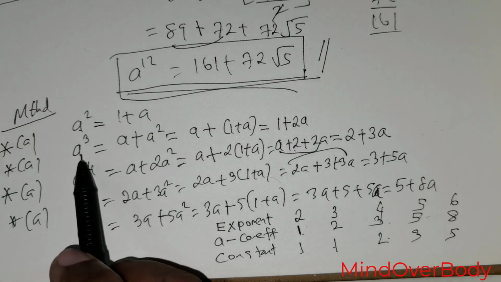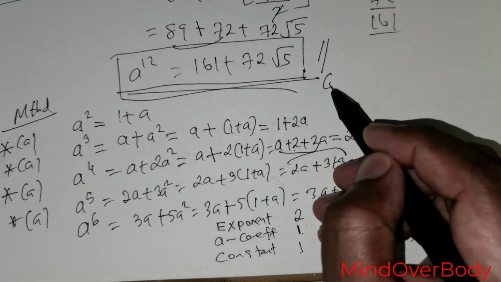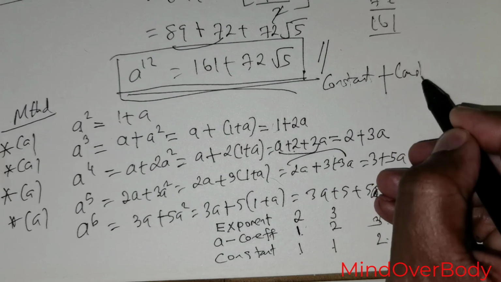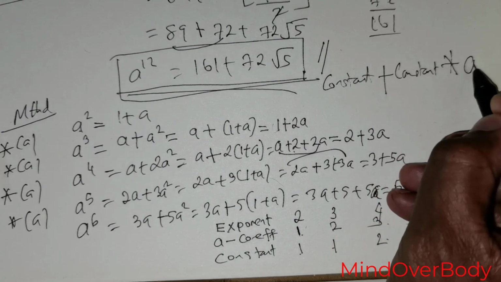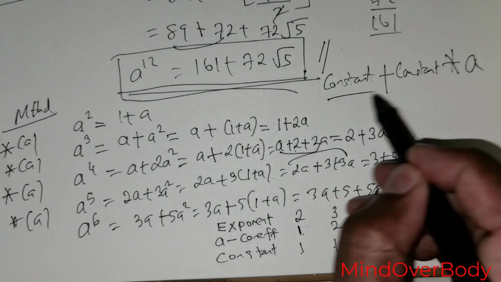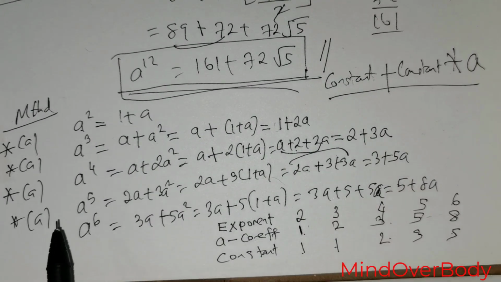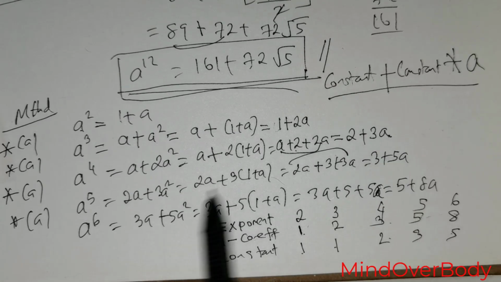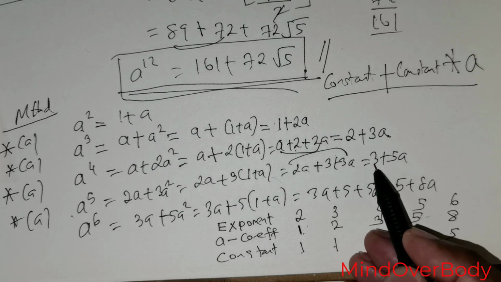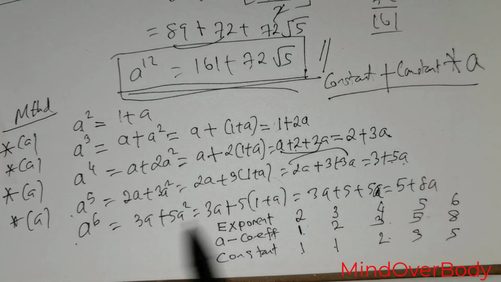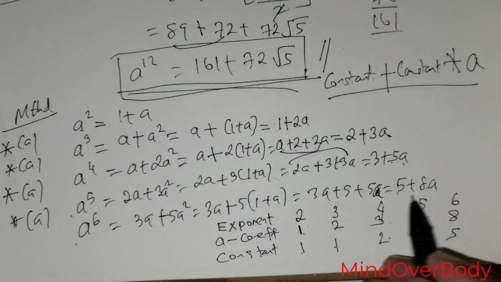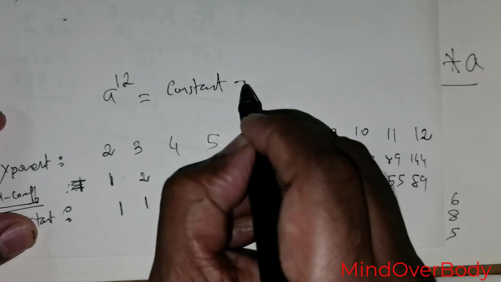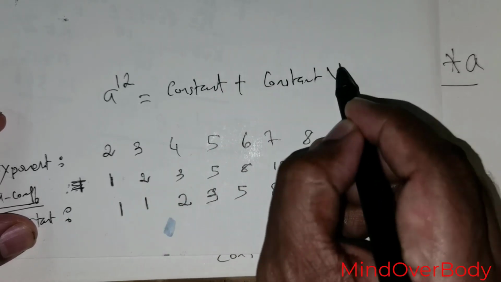If I want to write a cubed, then it is going to be a constant plus some constant times a. This is going to be the pattern you will find all across. A power 4 is a constant plus a constant times a. A power 5 is a constant plus a constant times a. A power 6 is a constant plus a constant times a. So a power 12 is going to be a constant plus a constant times a.